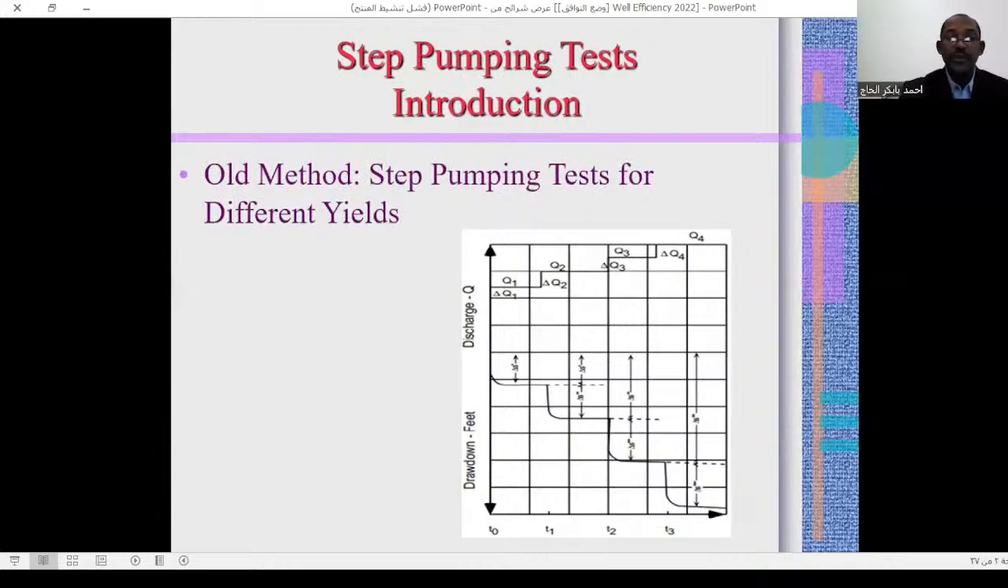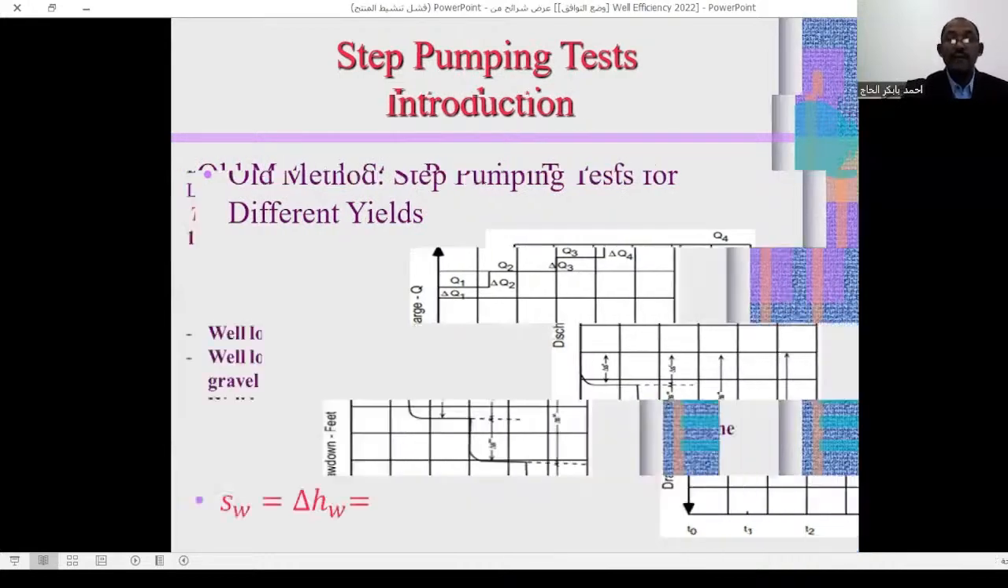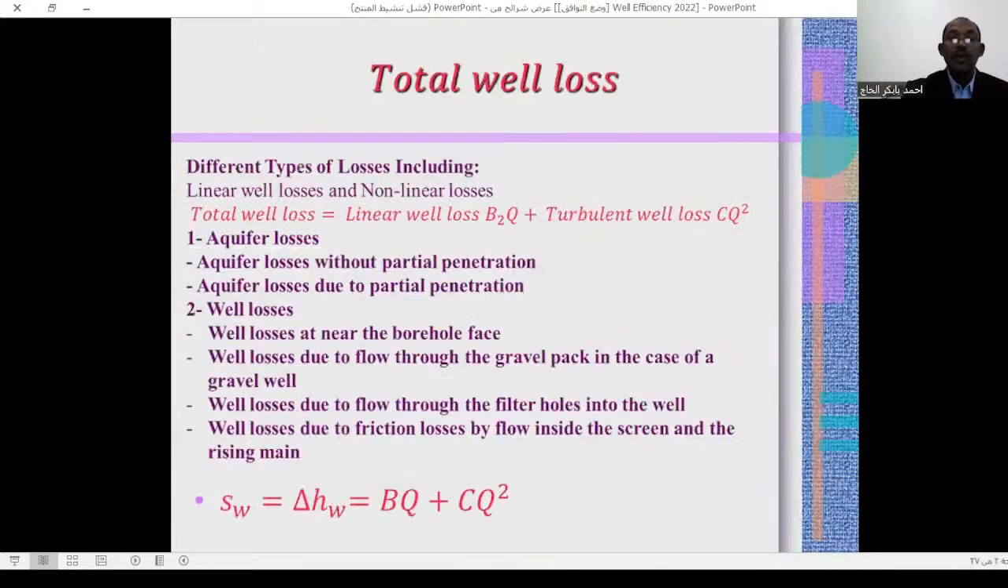Discuss the old methods and step pumping test for different yield. For the old methods, compute the total well loss. There are different types of losses, including linear well loss and non-linear loss. Total well loss equals linear well loss BQ plus turbulent well loss CQ cubic.